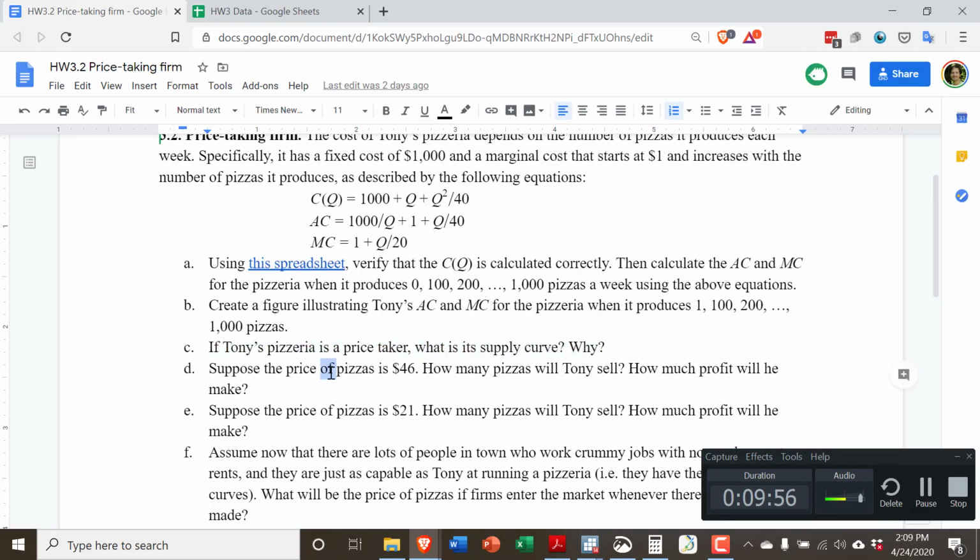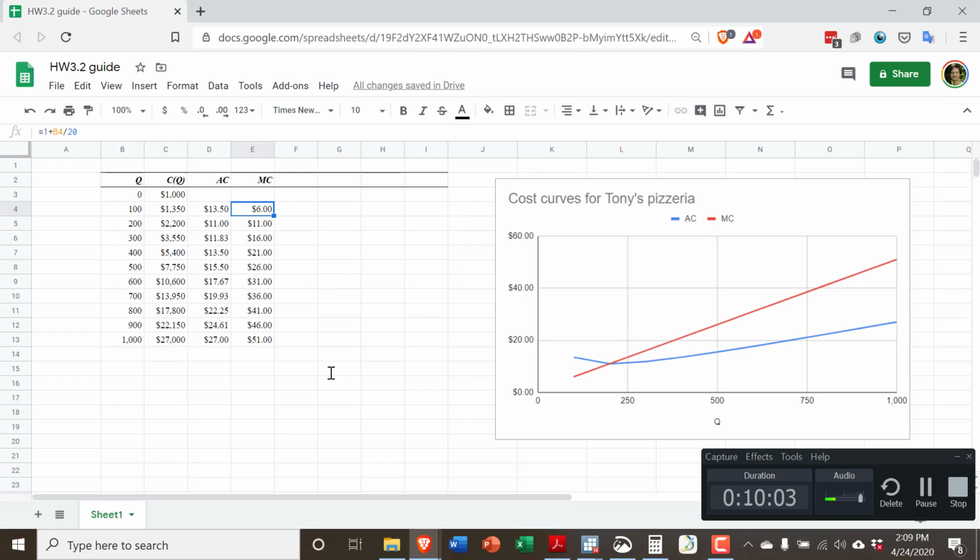Let's suppose now that the price of pizzas is $46. How many pizzas will Tony sell and how much profit will he make? Well, imagine that the price is $46. I'm just going to type 46 because we'll actually use that. What would his revenue be? Well, let's calculate his revenue.